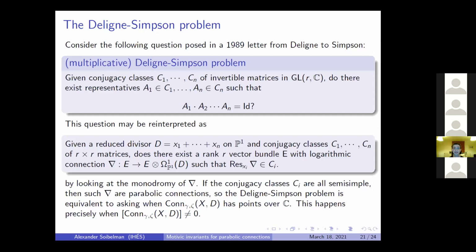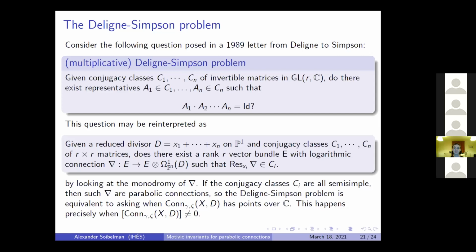So this rephrases this Deligne-Simpson problem in terms of vector bundles with connections, and you can further reformulate it in terms of parabolic vector bundles with parabolic connections in the case where the conjugacy classes are semi-simple, meaning that all of the matrices are diagonalizable. In that case, it's possible to define the correct parabolic structure, find the right flags and the right zeta to get zeta-parabolic connections to be just the same as solutions to this Deligne-Simpson problem.